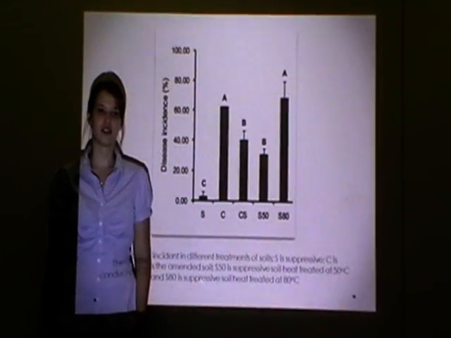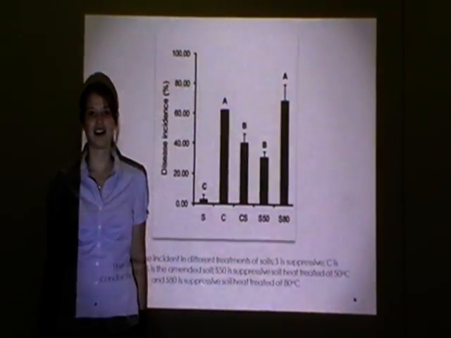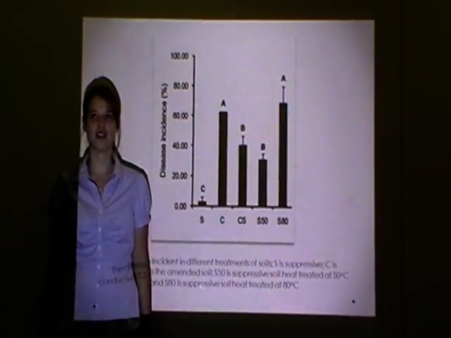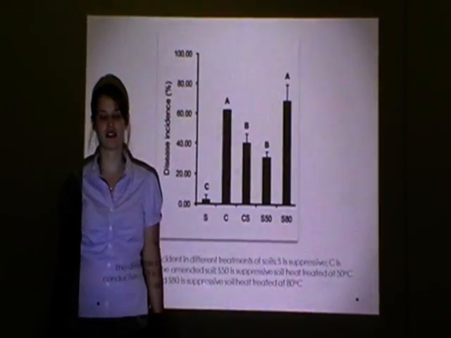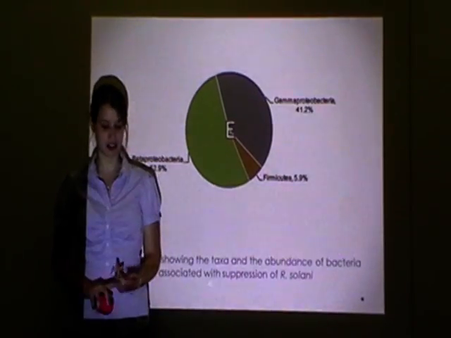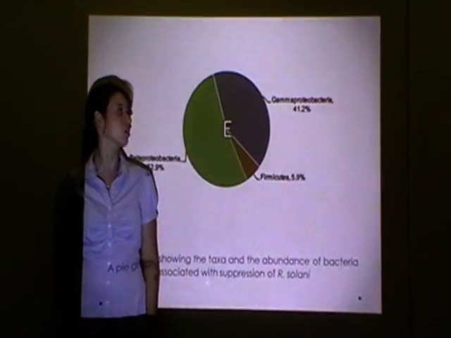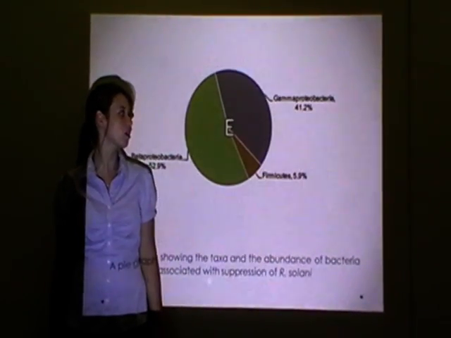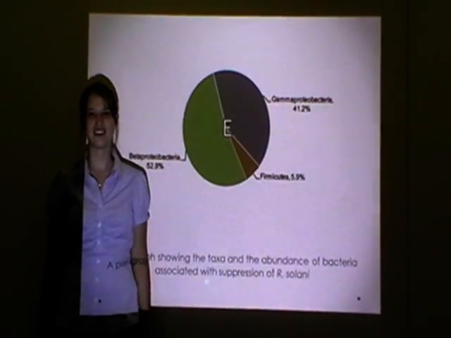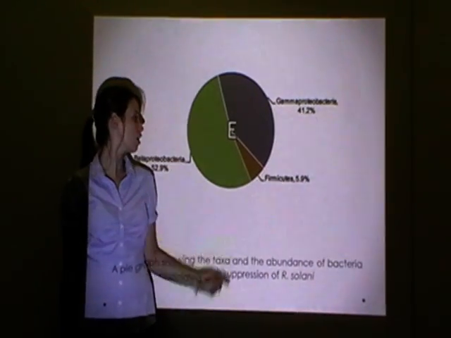The authors then used 16S oligonucleotide microarray, also known as phylotype analysis, to identify the bacteria in each of these treatments. They then compared the differences between suppressive, conducive, the amended and the inoculated soils to find the bacteria associated with soil suppression and their abundance.